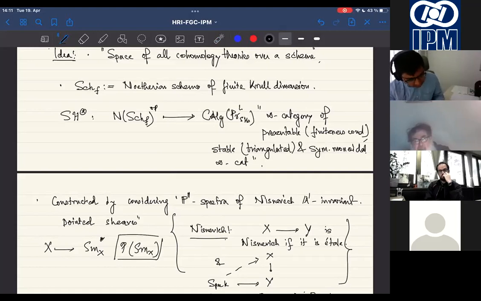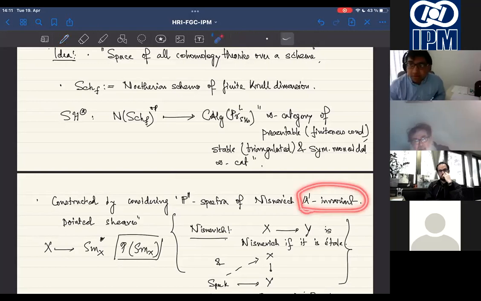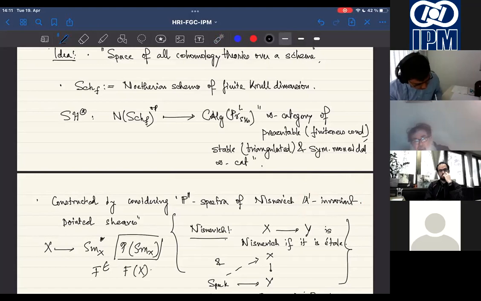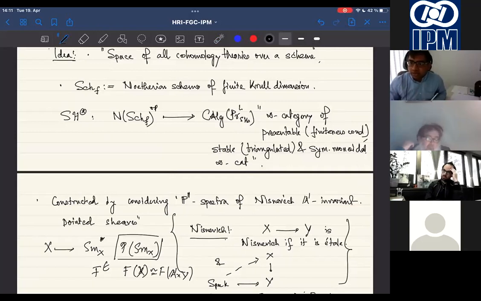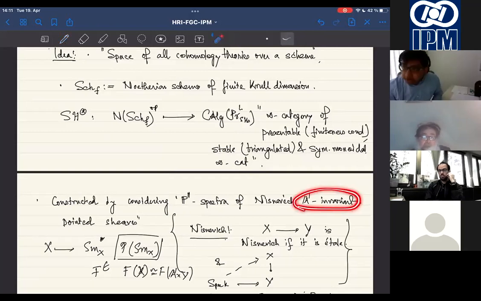Namely, the first property is that you want A1 invariance. A1 invariance means that if F is my presheaf, then F of Y is the same as F of A1 times Y. That means if you change it by A1, nothing changes. This is the analog, in topological spaces, of saying that if you cross with the interval delta 1, nothing changes. The algebraic geometric version of delta 1 is A1. So that's what A1 invariance does.